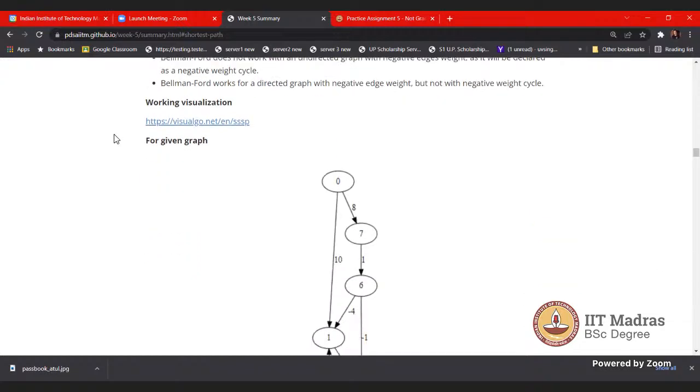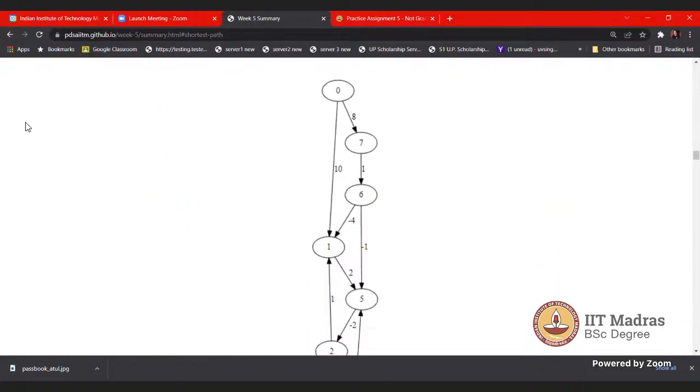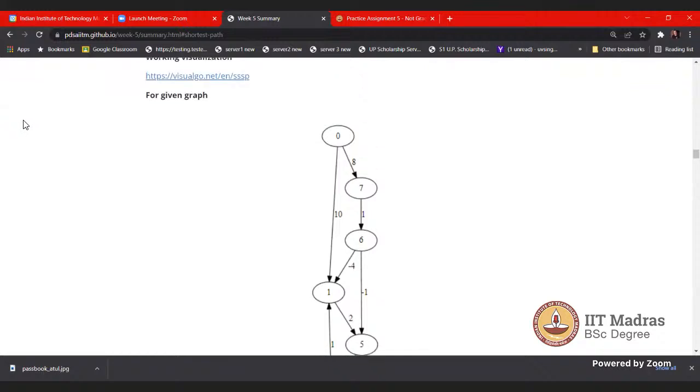So here an example is given. Yes, this means that Bellman-Ford doesn't work for negative weight cycles. Is it only negative cycles, or can it be something else too?